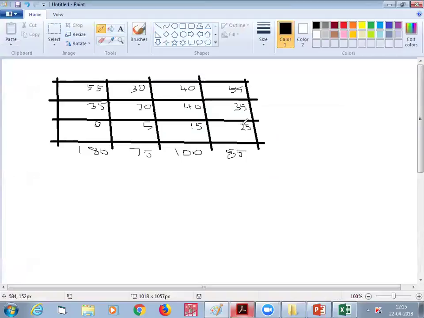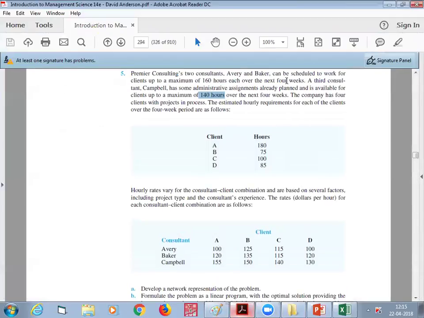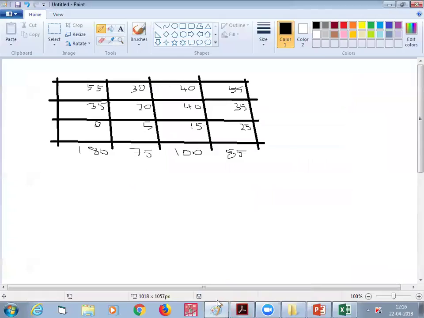Now, one other problem is that the initial problem was not balanced. Initially, we had 160 plus 160, 320, plus 140, that's 460. And the demand totals 440, which is 20 less.